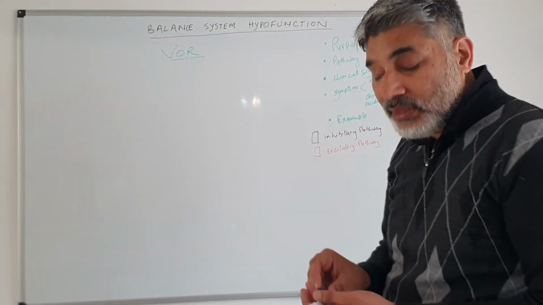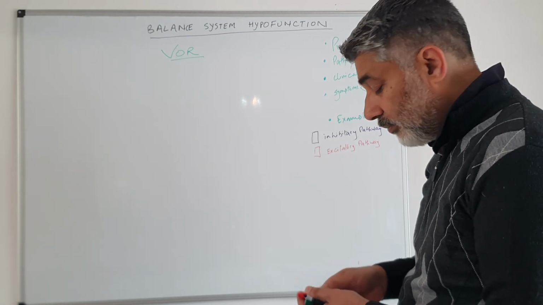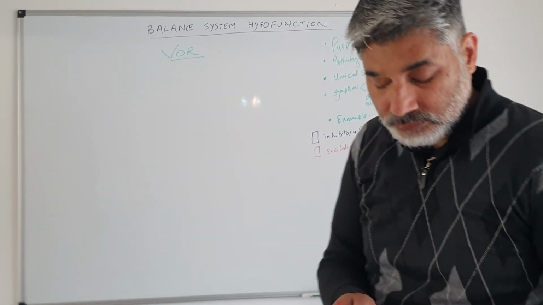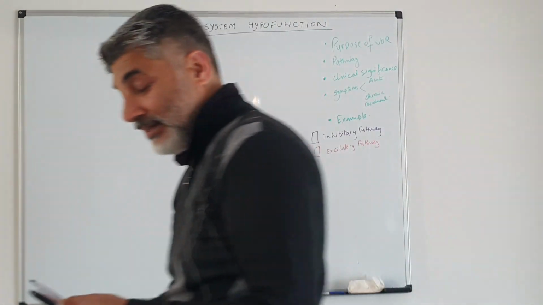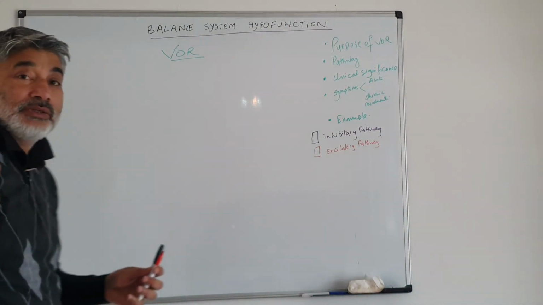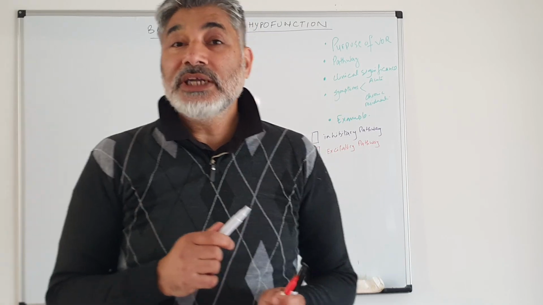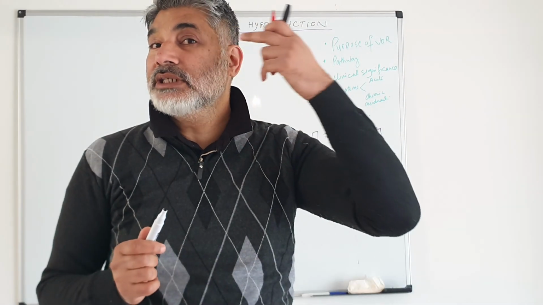So let's start with some drawing of the pathway. Just bear with me because it is a little bit time consuming when you draw a pathway. But I'll try to explain what happens when your head is moved in a direction. Say, for example, when the head is moved to the right, you have compensatory eye movement to the opposite side.